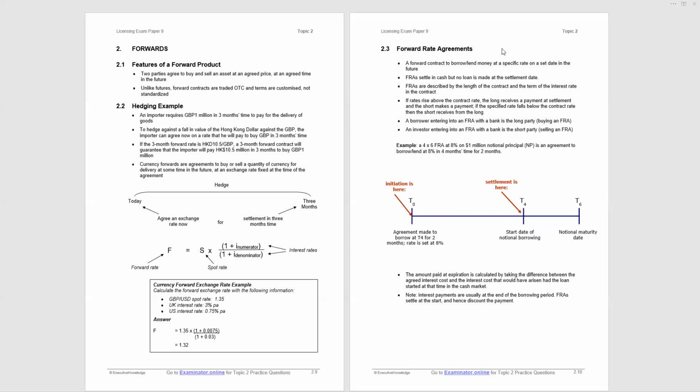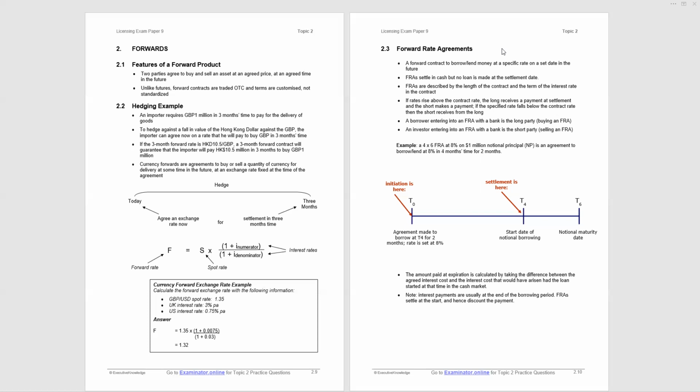The UK interest rate is 3% and the US interest rate is a lot lower at 0.75%. So what is the forward rate? Well, we use the formula. The forward is the spot 1.35 multiplied by 1 plus the interest rate of the numerator currency. We know that's US dollars.